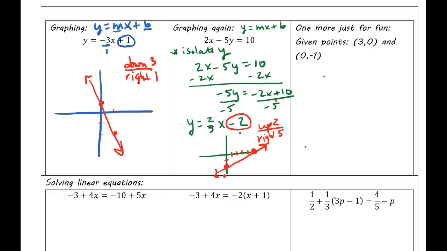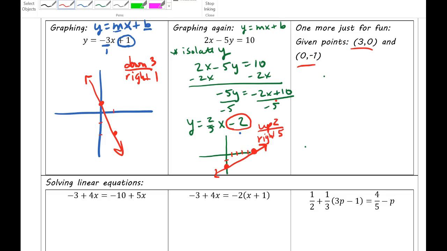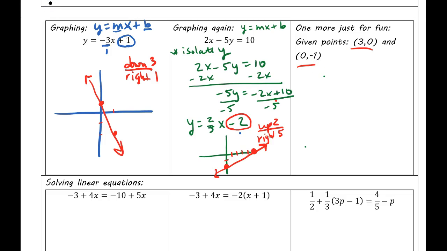Okay, and it says one more just for fun. If you're given 2 points, this is like the thank you teacher, I know you like me. This is one of those problems because you don't really have to think a whole lot other than do I remember how to graph a point, right? If it's the point 3, 0, that's over 3 on the x and up 0. And this point of 0, -1 would be down here, and then you can just play connect the dots.